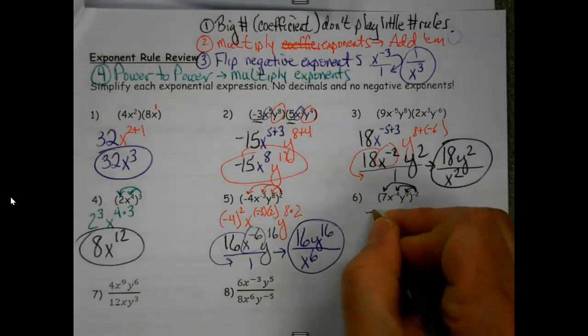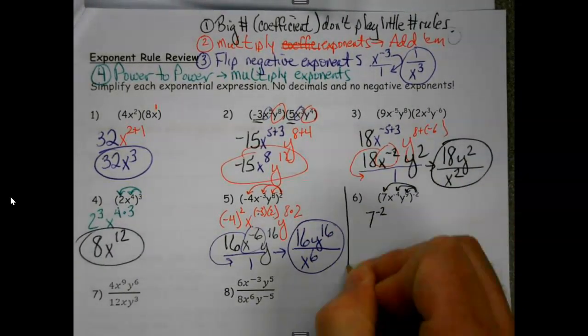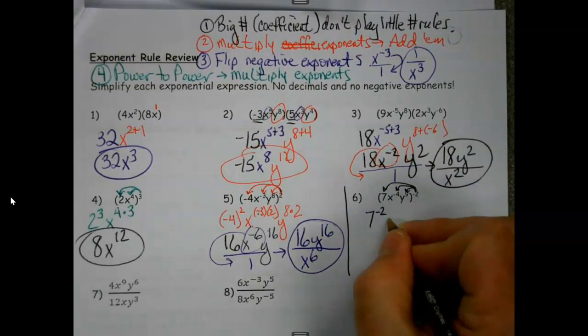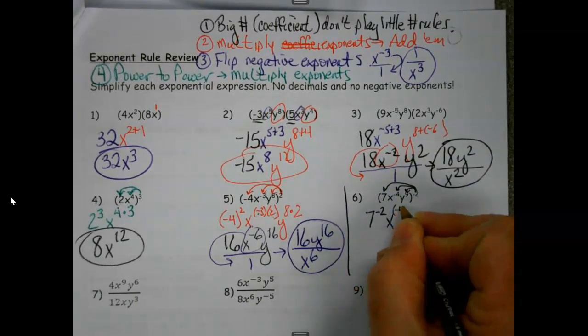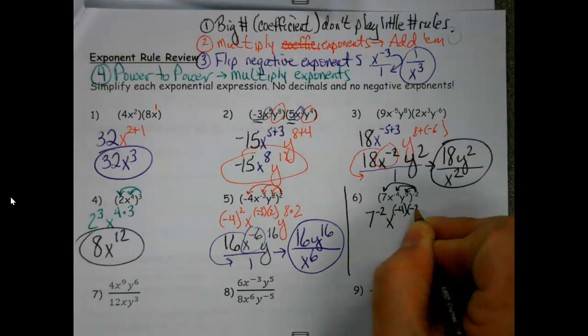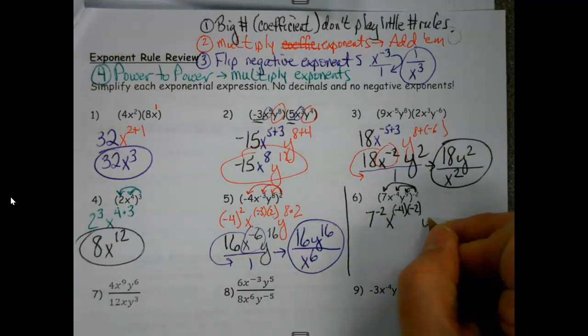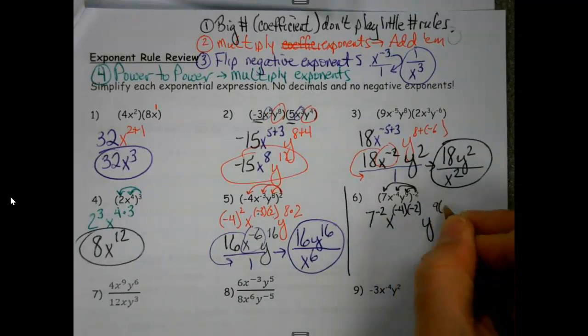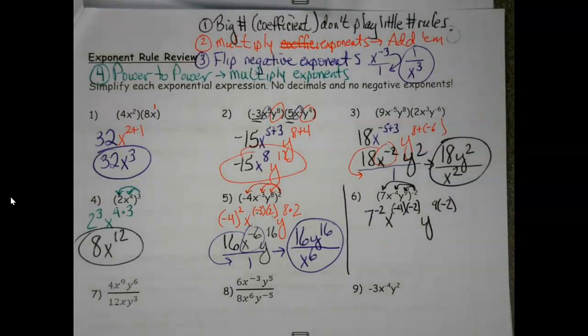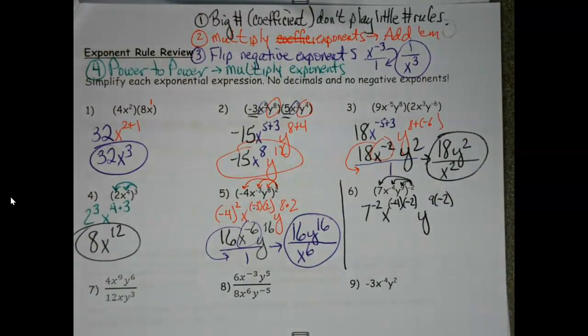So I'm like, okay, I got 7 to the negative 2. I got x to the negative 4 times negative 2. And I got y to the 9 times negative 2. Again, whether you show this step when you're doing your practice or not is up to you. I don't think it's a terrible idea, though.